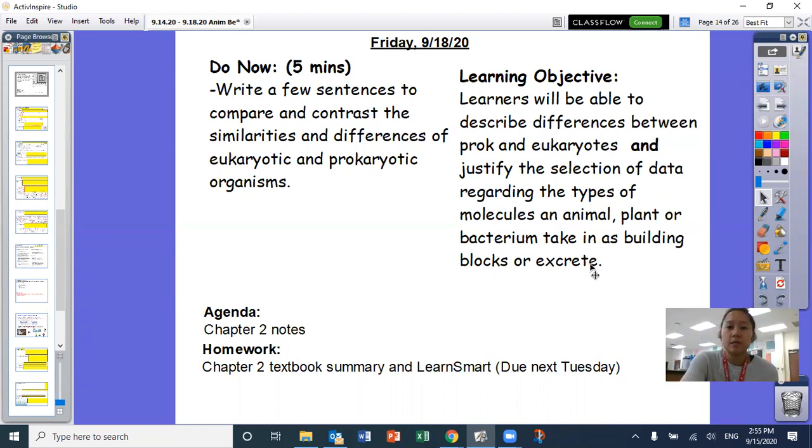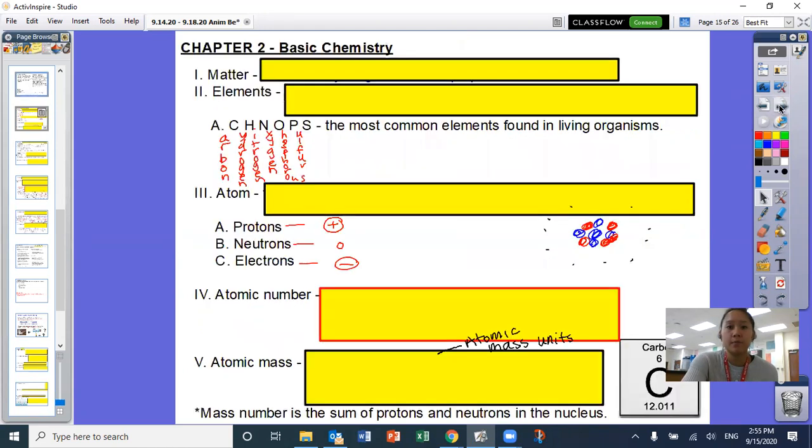So the learning objective is a combination of the previous one, which is the bottom half, and a new one, which is learners will be able to describe differences between prokaryotes and eukaryotes. And that starts from the molecular basis, which is why the chapter 2 notes that we're going to be taking, along with your homework of doing the chapter 2 textbook summary and Learn Smart, is based on basic chemistry. We'll start it today, and we probably won't finish, but we'll get through at least about half of it.